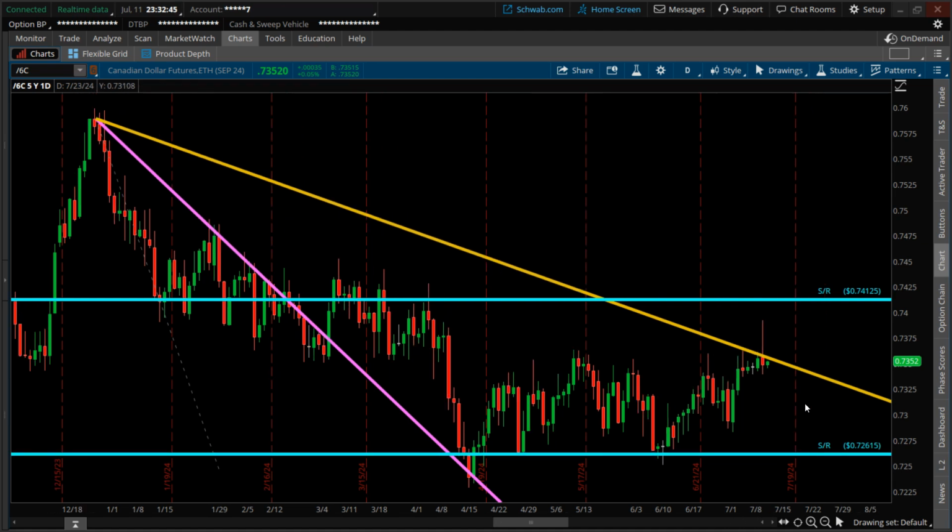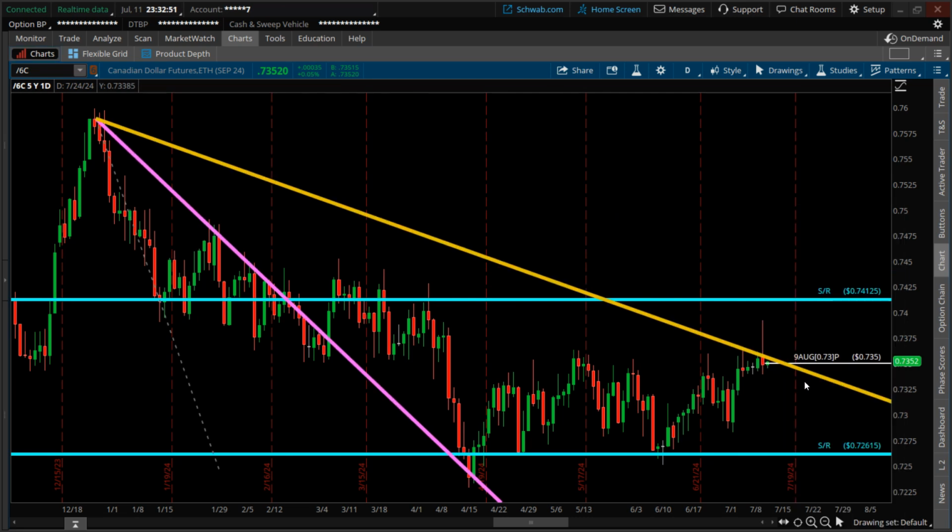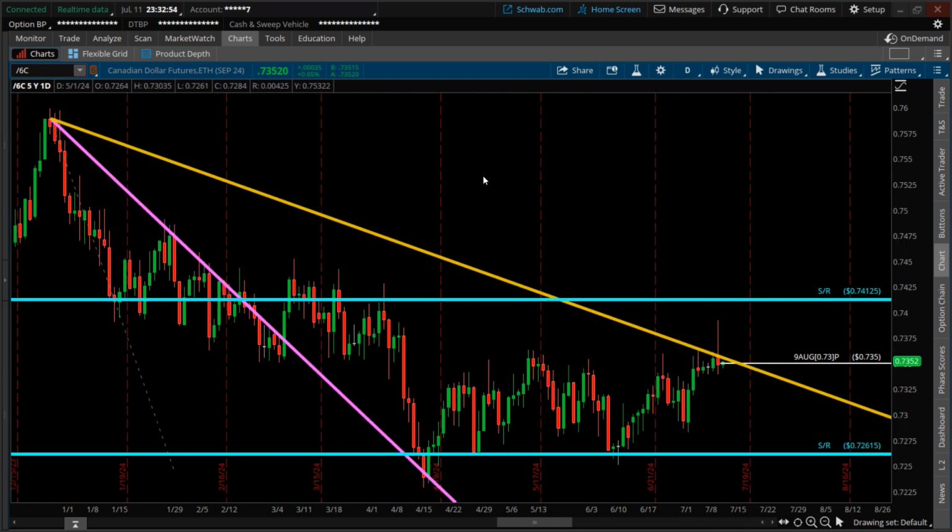So a few minutes ago, I took a bearish position. This line is just a visual markup, so I didn't short the actual futures. I shorted via option contracts, specifically contracts that will be expiring on August 9th. And relative to the spot price of 0.7352, I selected the strike price of 0.73. So it's essentially a retest of this price point right over here, to be at or below 0.73 on or before August 9th. So that is my bearish bias position.